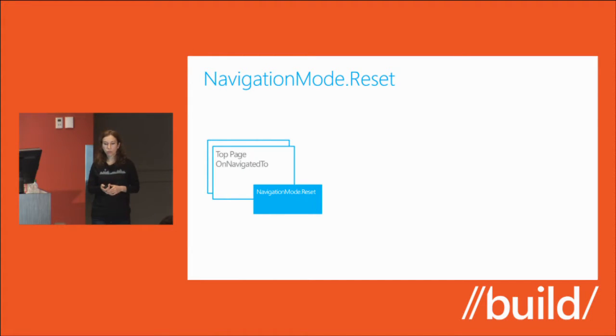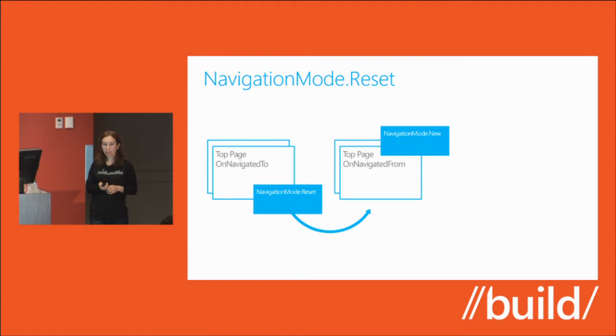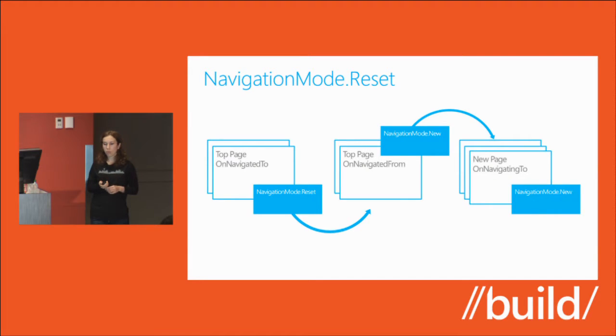Imagine that you have 2 pages on the backstack, and now the user taps on the application tile. So the page at the top of the stack is being navigated to with navigation mode reset. And then it is being navigated from with navigation mode new. And if the application does nothing, a new page is being created, and that page is being navigated to with navigation mode new. And it is at this point where you can come in and decide whether to clear the page stack or to cancel the navigation. So let's see how that looks.